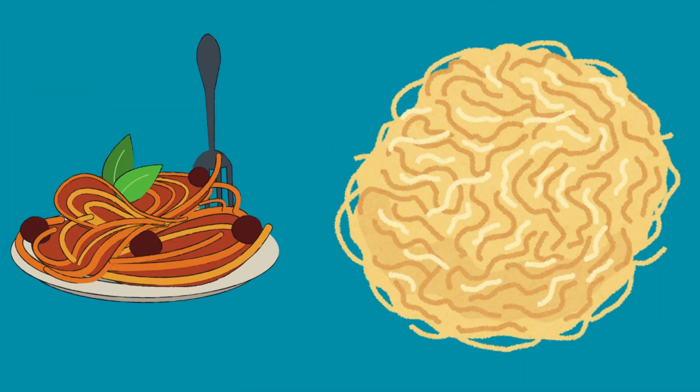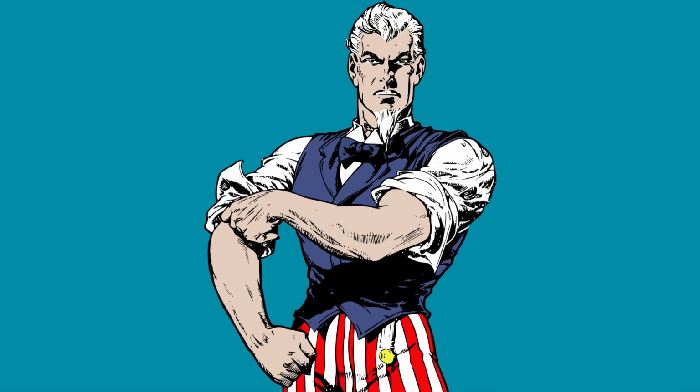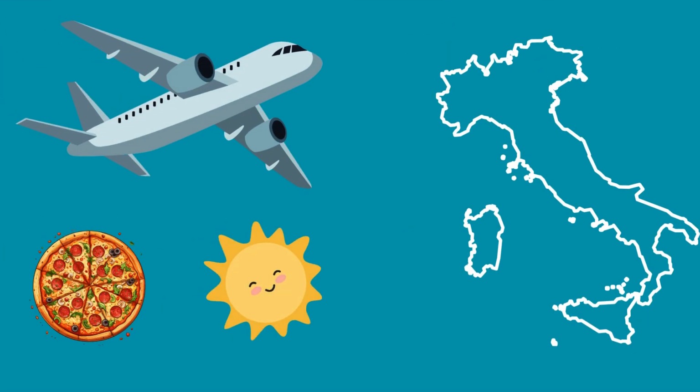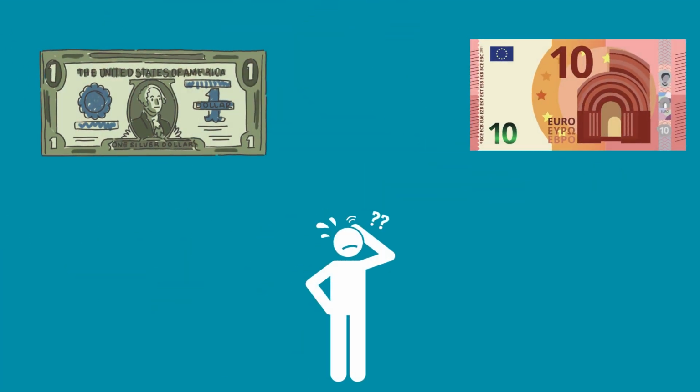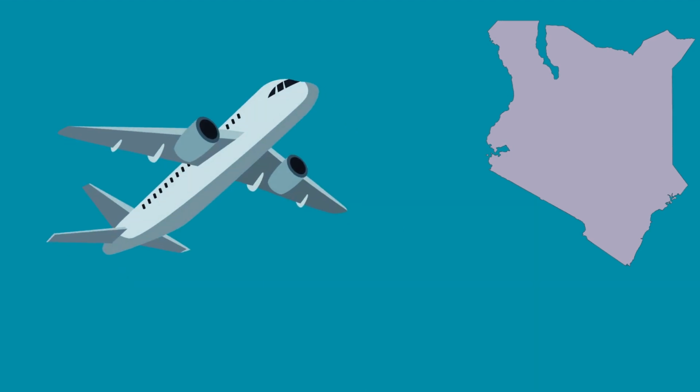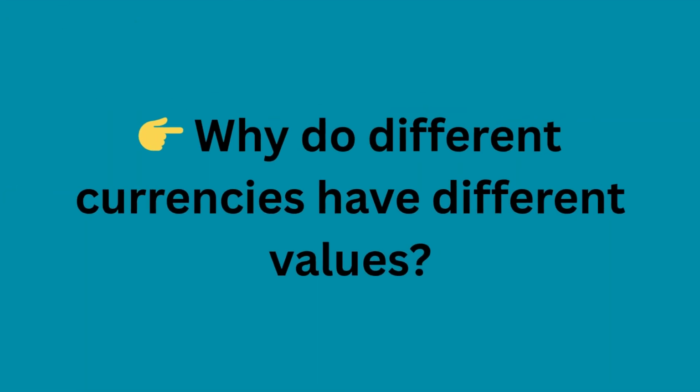Now, picture this. Our buddy Sam, a chill American dude, flies to Italy for pizza, sunshine, and a little dolce vita. He pulls out $100 to get euros, and what the heck? It's not a one-to-one trade, and when he goes to Kenya, the exchange rate gets even wilder. So today's big question is, why do different currencies have different values?